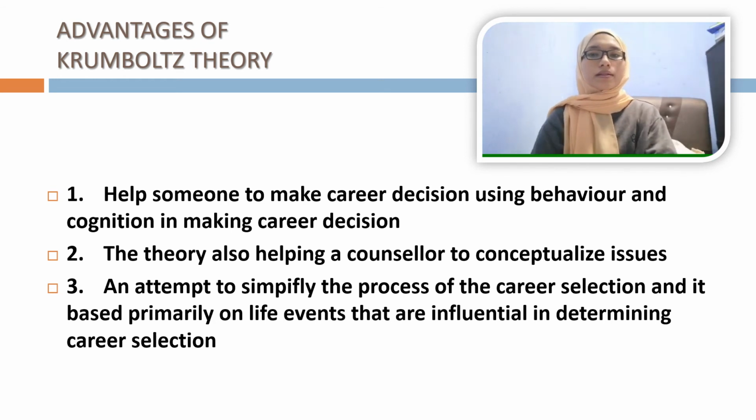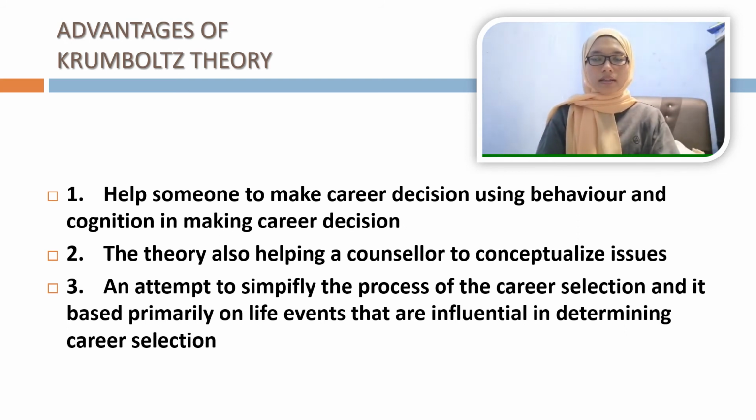Okay, now advantages and limitations. Okay, advantages first, it helps someone to make career decisions using behavior and cognition in making career decisions based on four factors in LTCC. LTCC stands for Learning Theory Career Counselling. Okay, first factor is genetic endowments and special abilities. Okay, meaning aspects of the individual that are inherited or innate rather than learned. Example, height, skin color, and for special abilities like intelligence, athletic ability.